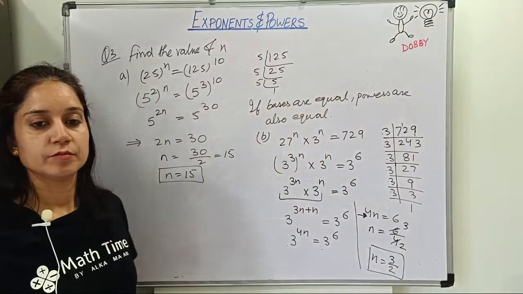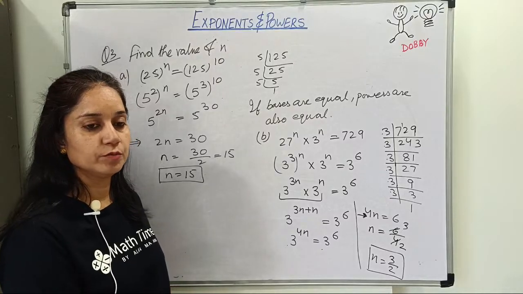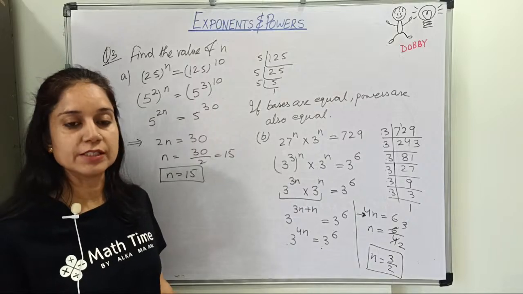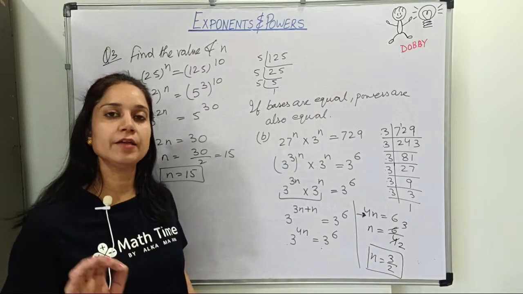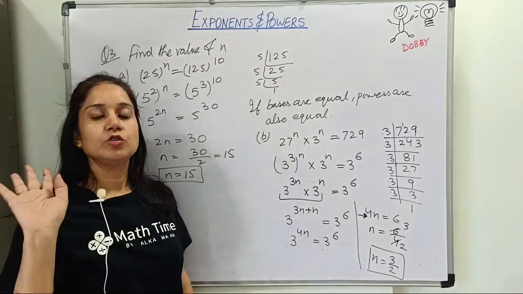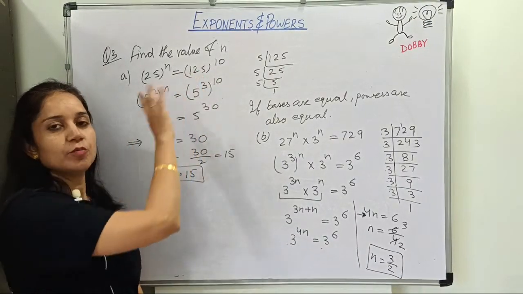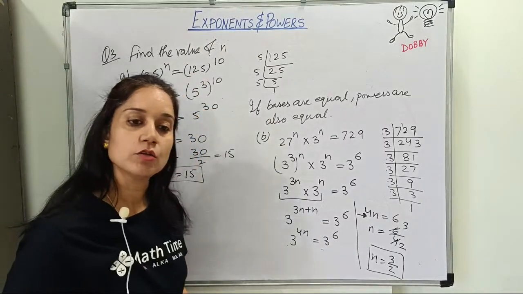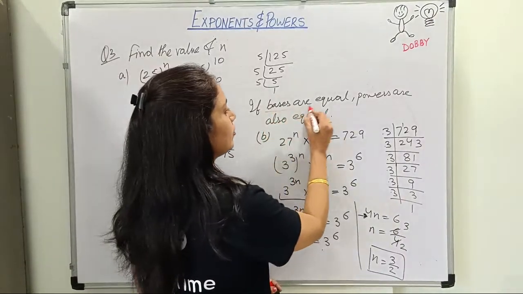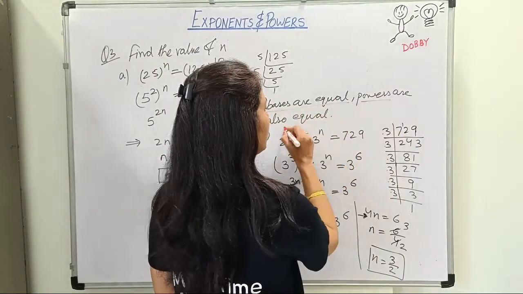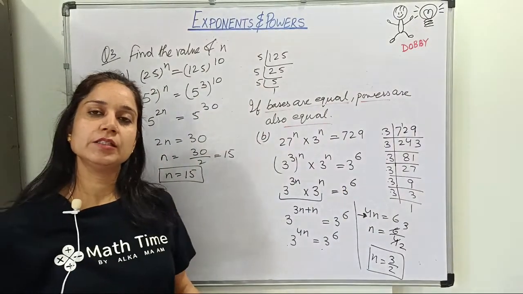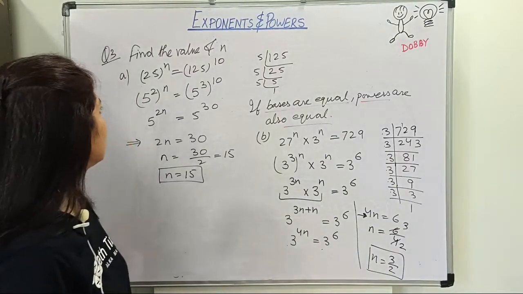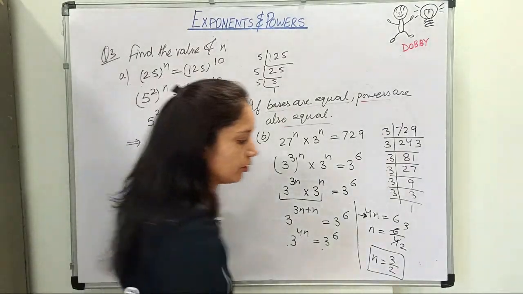Value of n. Yes, Huma, correct. 3 upon 2. I hope now it is clear to you. The concept is clear, how you can find the value of n. The base should be the same. If the base is not the same, you have to make it the same. Then only you can compare. Bases are equal, then powers are also equal. Important line: if bases are equal, powers are also equal. So with the same base, you can equate the powers and find the value of n. Clear with this? Now going to the next question. Question number 4.